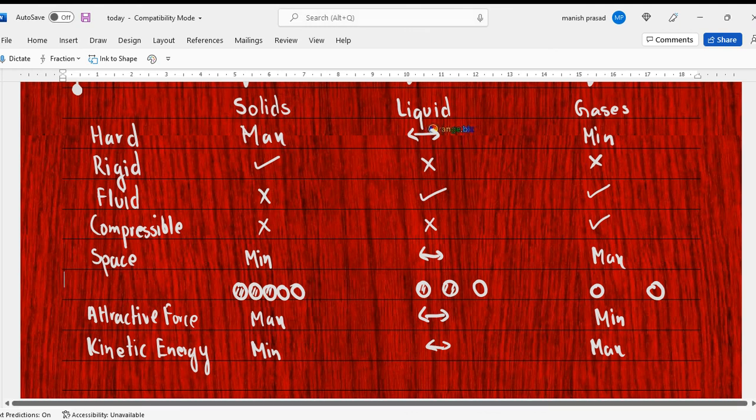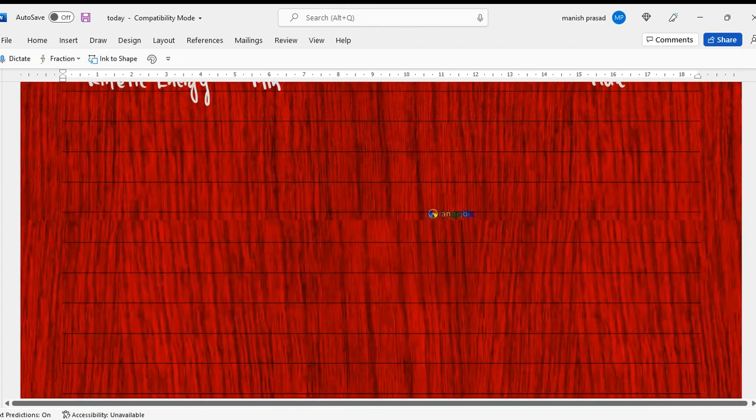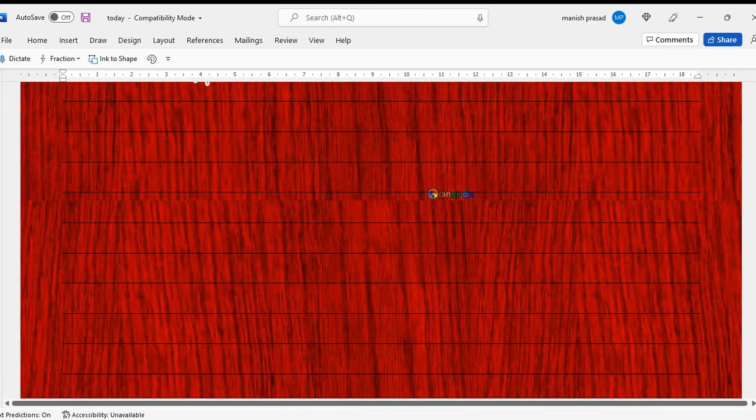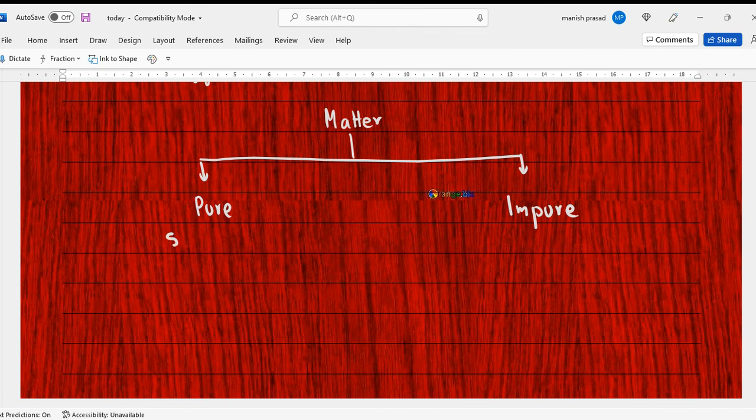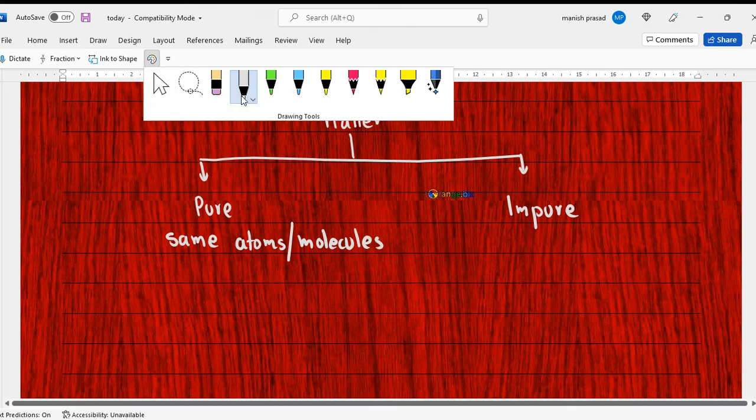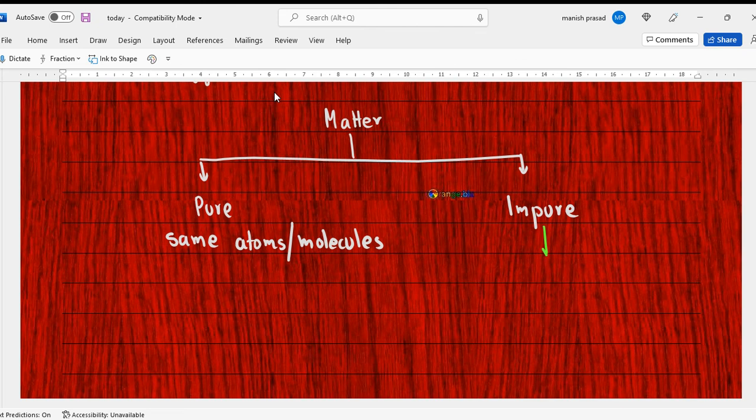Okay, so this is one way of classifying matter. Now, the other way of classifying matter is: matter can be classified as either pure substances or impure substances. Pure substances means they are made up of the same type of atoms or molecules. Impure substances means that they are mixtures.